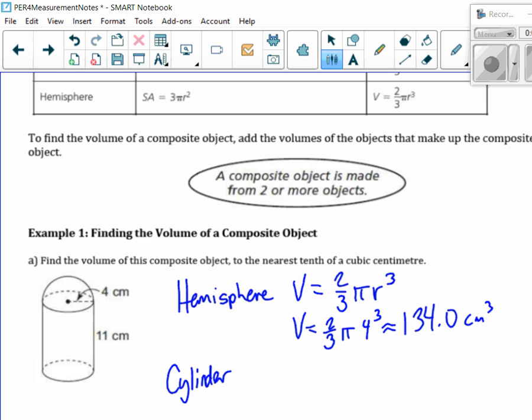Cylinder is just like a prism. You take the base area and you stack it, right? So the base area would be the circle, which is pi r squared. And then you stack it by multiplying by the height, right? So volume equals pi times 4 squared times 11. So we'll punch that in.